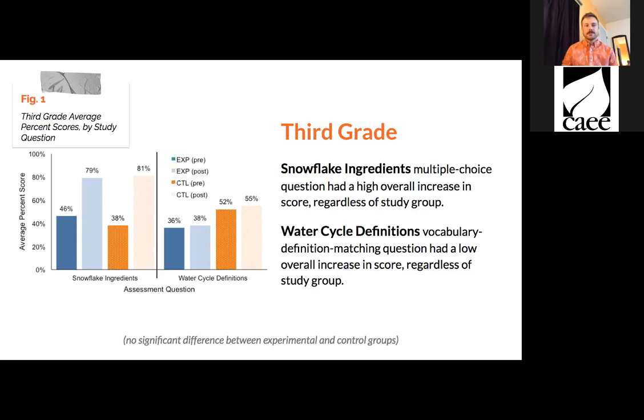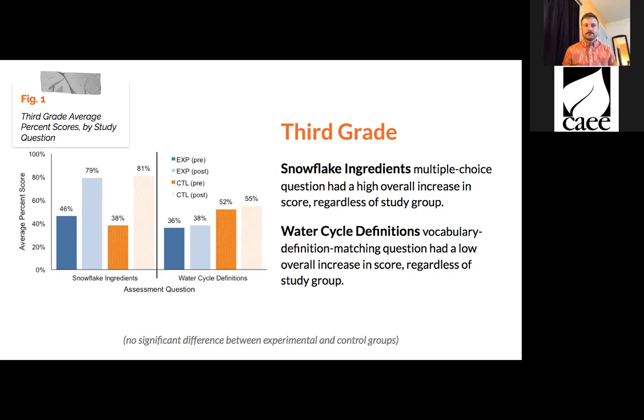But for the other question, about water cycle definitions, there was a much lower increase between the pre and the post assessments. That could mean a lot of things. It could have something to do with the type of question. For example, the snowflake ingredients question was multiple choice, whereas the water cycle definitions was a word and then a definition, and you had to match them. So it involved a little bit more reading and understanding of the concepts. But it could also reflect what we did during the day, like how well we actually addressed each of those concepts with the activities that we did.